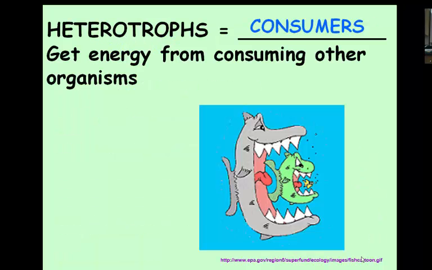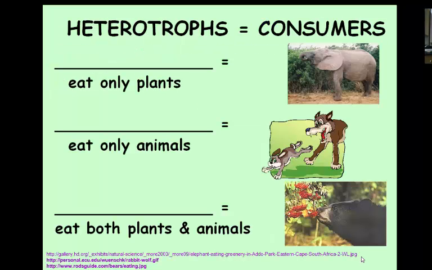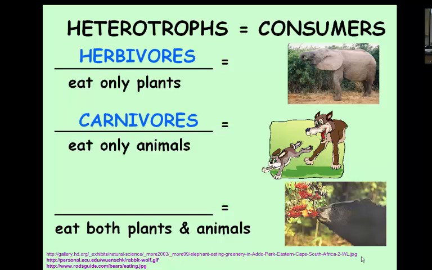Heterotrophs are our consumers. Heterotrophs, we need to consume things in order to get energy. We have different types of heterotrophs. Heterotrophs that only eat plants, hopefully you would tell me, is an herbivore. Heterotrophs that only eat animals are carnivores. And then heterotrophs that eat both plants and animals, we consider omnivores.